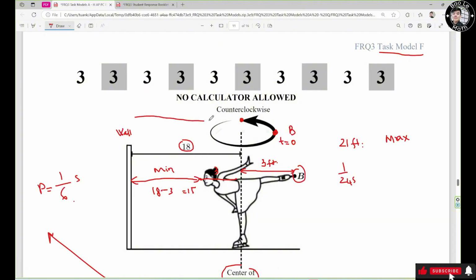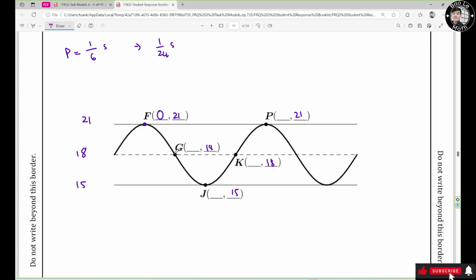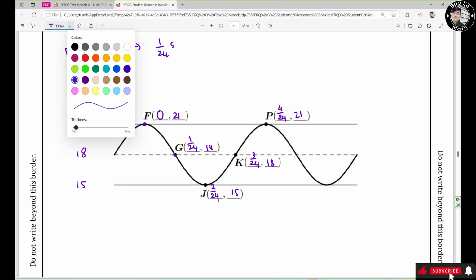So the distance from here to here is going to be 18, right? Now, this one right here, 18. And then the time should be 1/24. Now you keep adding 1/24 each time, right? So this one should be 2/24, right? This one 3/24. And this one is 4/24, right? You either leave your answer like this or you can simplify this, right?